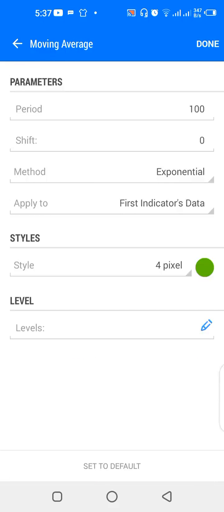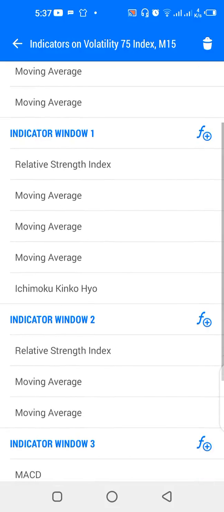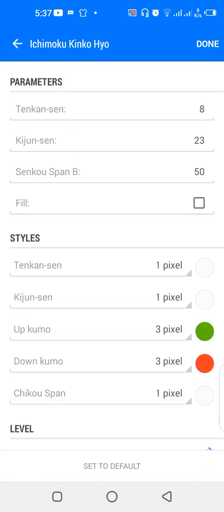Okay, then we have 100 period exponential moving average, first indicators data, color is green. And we have 200 period exponential moving average, first indicators data, color is orange. Then we have Ichimoku. The Tenkan Sen is 8, the Kijun Sen is 23, Senkou Span is 50, and only the Up Kumo and Down Kumo have a green and a red color.